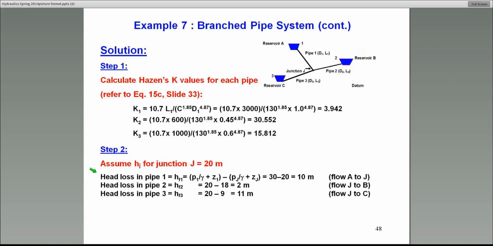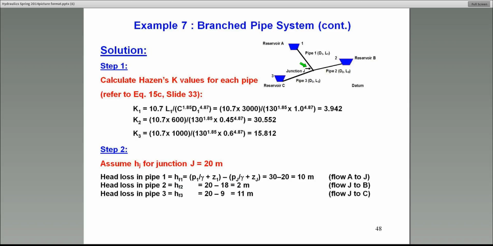So for example, in pipe number 1, the head loss will obviously be, if you apply the Bernoulli equation between 1 and the junction J, neglecting the velocity head, P1 over gamma plus Z1 minus Pj over gamma plus Zj, will give you 10 meters head loss. And that's expected because the total head at A is 30, the total head at junction J, the assumed one, is 20, and the difference is 10.